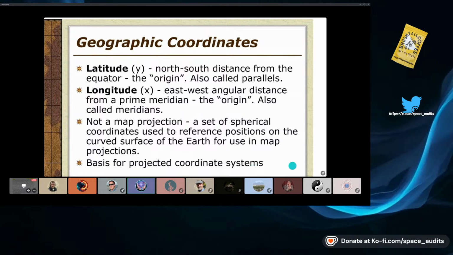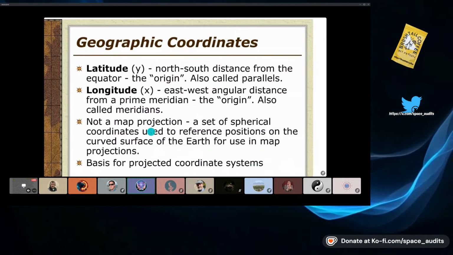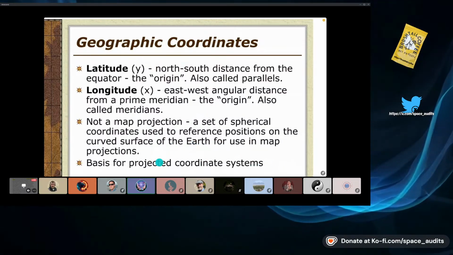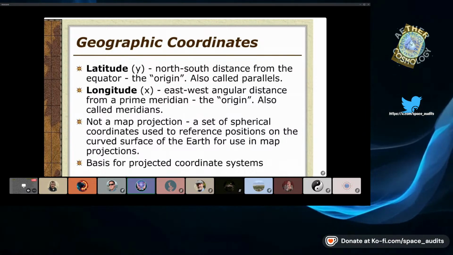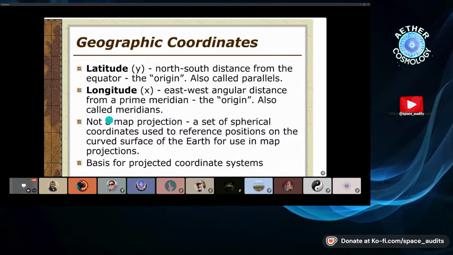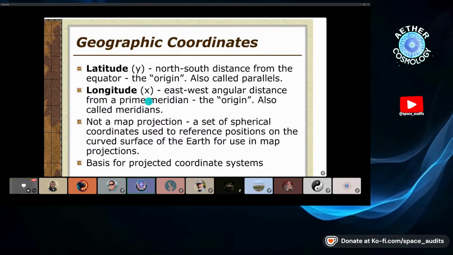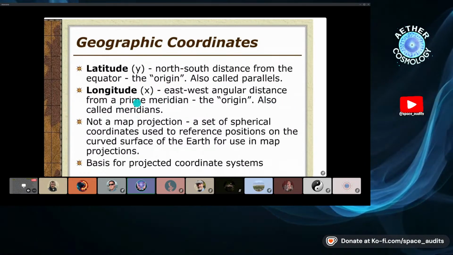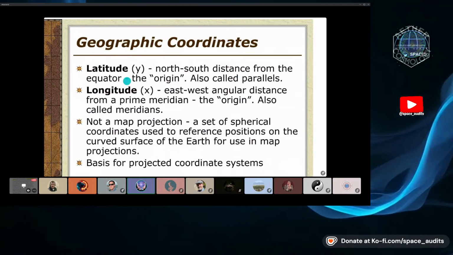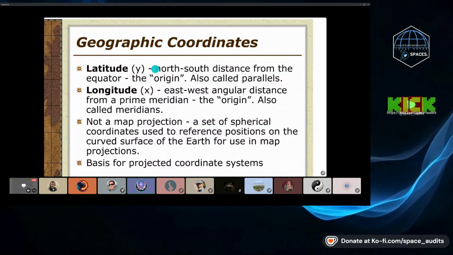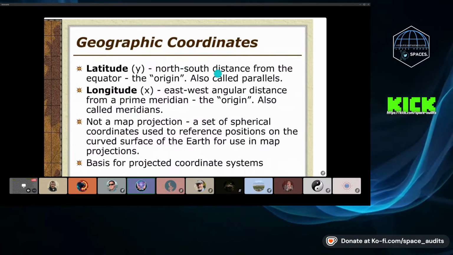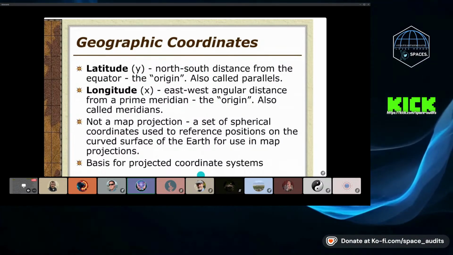And they're the basis for all projected coordinate systems. So when we're using a map or we're talking about the graticule, everything is determined by latitude and longitude, right? East to west angular distance from the prime meridian, which we already know and measured, of course, super accurately, and the north-south distance from the equator. So latitude is angles to the stars, longitude is a time function when we get to it.